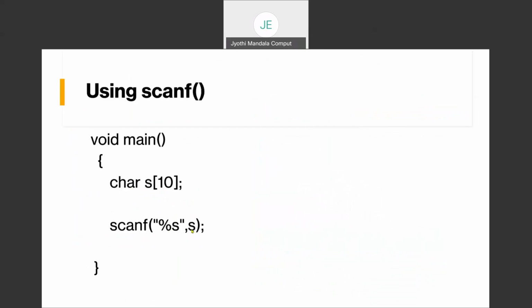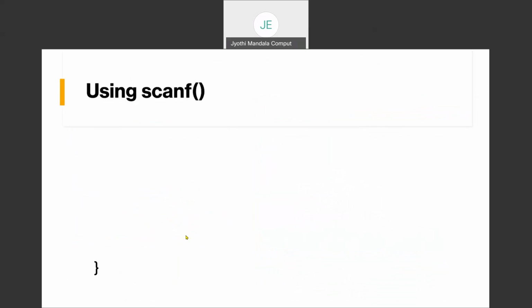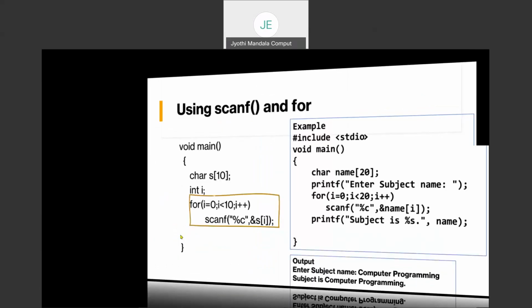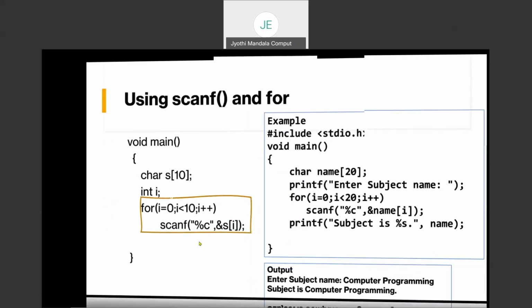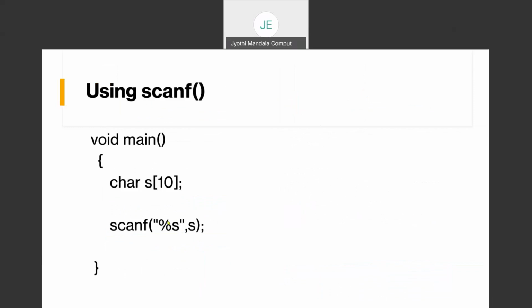Observe here, I am not writing any ampersand here. That is one more point you need to make a note of. Remember, I'll show you the previous slide. Whenever you are reading with a scanf statement, normally if it is an integer, float, character or double value, you will be writing the ampersand. But whenever you are writing the format specifier %s in the scanf statement, we should not write the ampersand symbol here. You need to make a note of that.